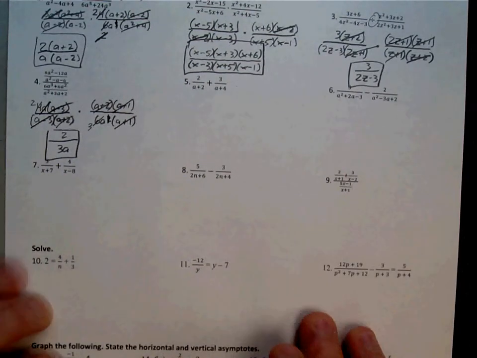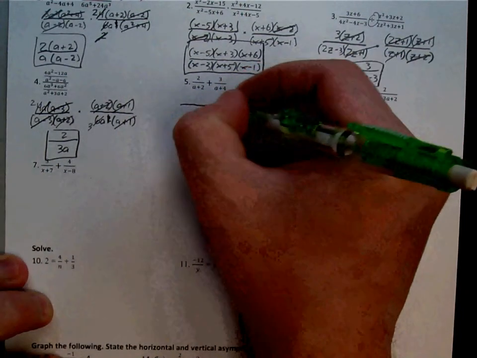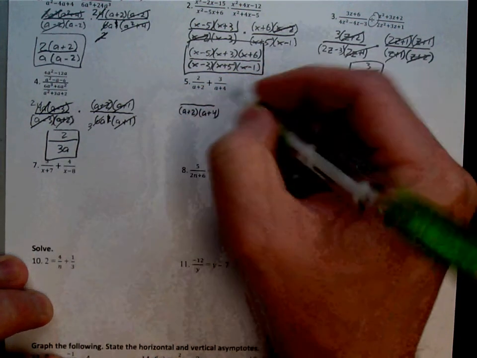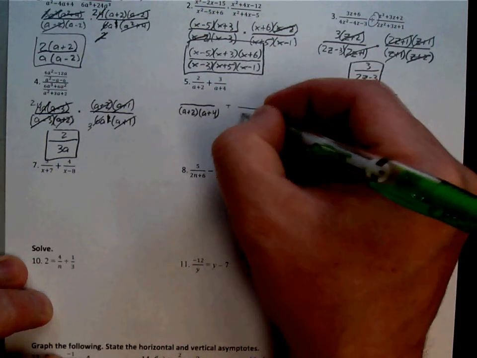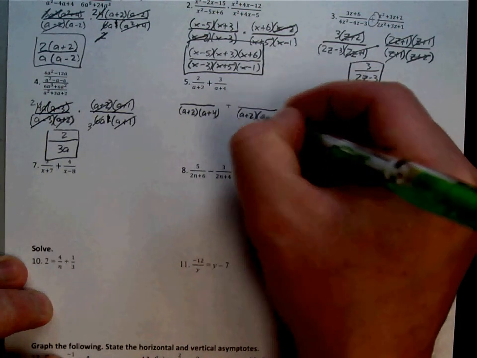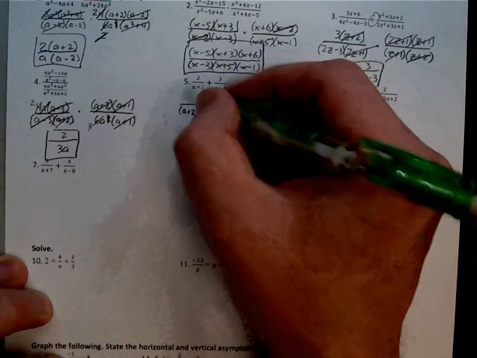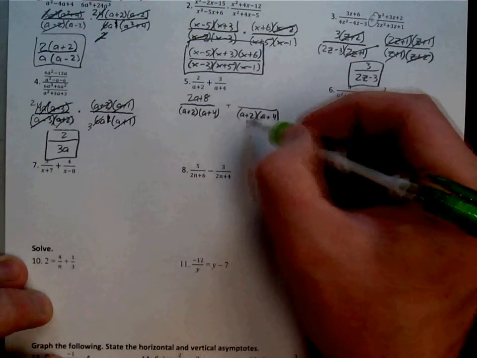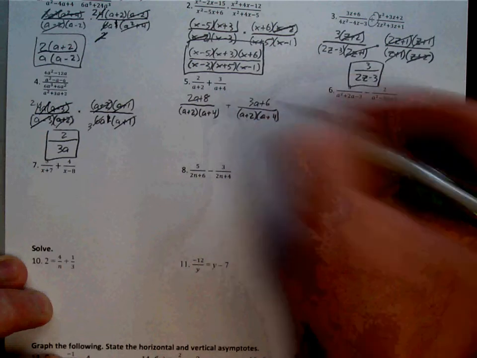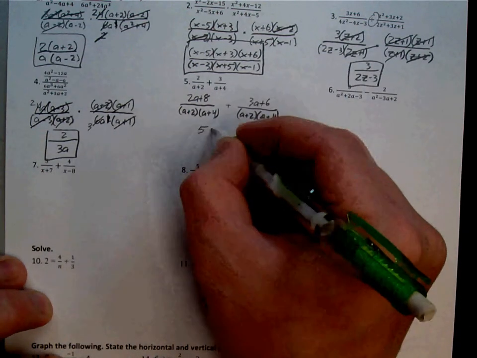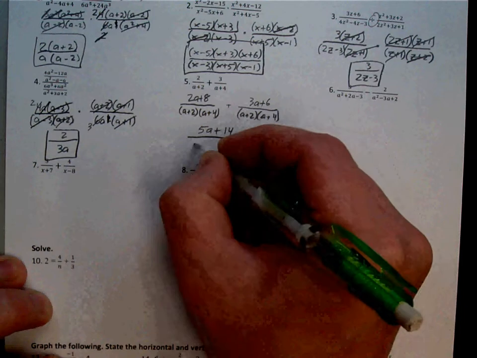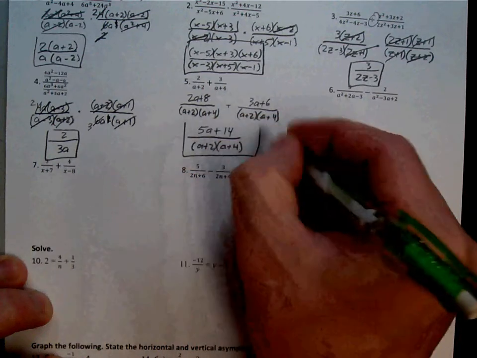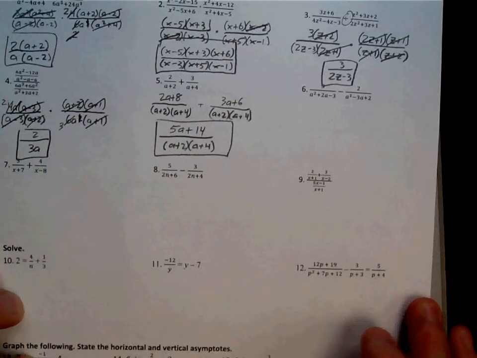Now number 5, need a common denominator, which is a plus 2 times a plus 4. So the first fraction needed an a plus 4, distribute the 2 to that, so it'll be 2a plus 8. Second fraction needed the a plus 2, distribute your 3, 3a plus 6. Combine those numerators, 5a plus 14 over the common denominator. Numerator doesn't factor, so there's nothing to cancel.